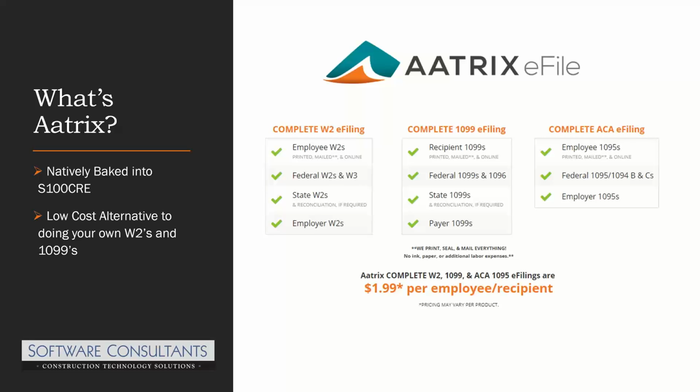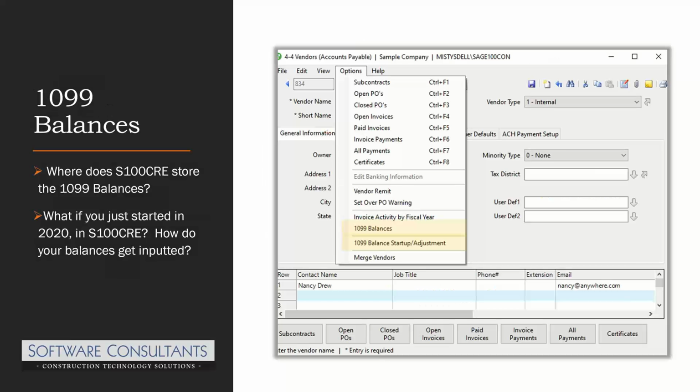You don't even have to sign up for Atrix if you're not going to have them process, meaning you're not going to have them print your 1099s and mail them for you. If you're going to do that yourself, then you don't even have to sign up for an Atrix account. But it does live inside Sage 100 Contractor. It is the processing company that helps keep your tax tables up to date. If you've ever been in there, every single time I go in there, it's asking me to update my tax tables. So I click on the update and wait a few minutes.